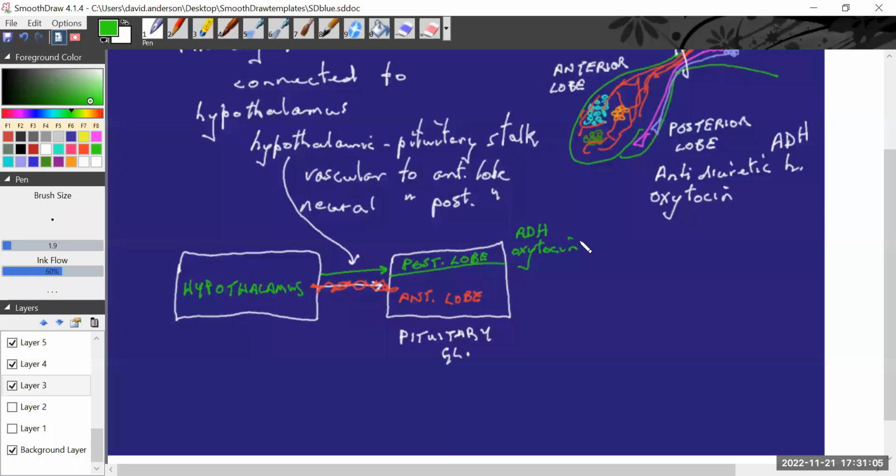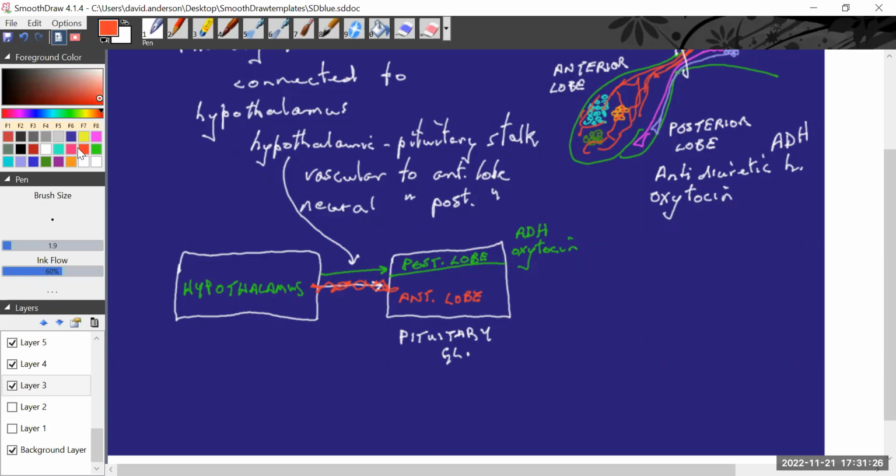So ADH and oxytocin are stored in the posterior lobe. I keep saying stored in the posterior lobe. They're not produced there because they were produced in the hypothalamus. The hormones that leave the anterior lobe are going to be produced in the anterior lobe.